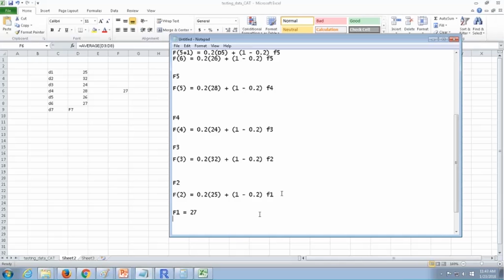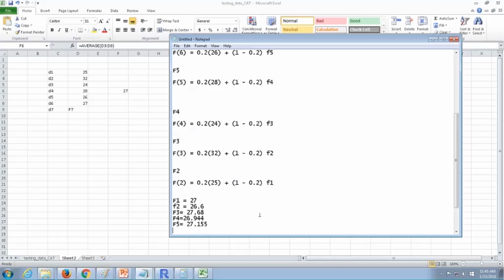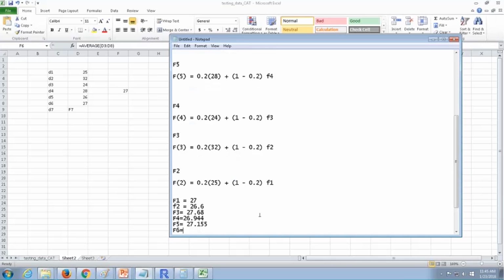What is my F2 value? If I substitute F1 here, F2 will be 26.6. Now I'll substitute this F2, 26.6, here so that I can get F3. If I do this process, I get F3 as 27.68. If I substitute F4 and F3 correspondingly, I can see many values coming. F4 would be 26.944, F5 is 27.155, and the F6 value would be 26.92.